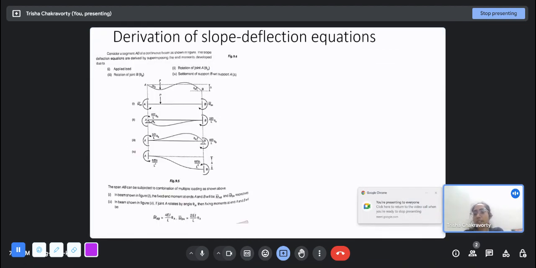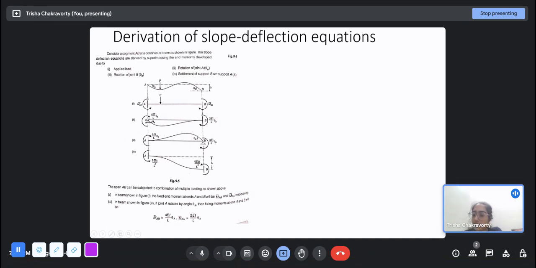We will consider a segment AB of a continuous beam as shown in the figure. The slope deflection equations are derived by superimposing the end moments developed due to applied load, rotation at joint A, rotation at joint B, and settlement of support B with respect to A. So, this is the AB segment. There is a moment MAB here and MBA here. MAB is at A and MBA is at B.